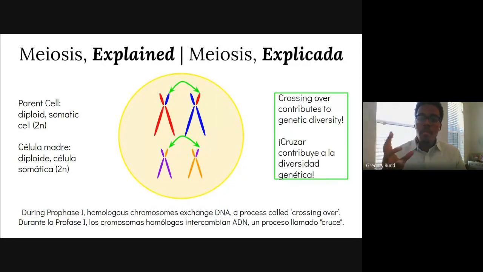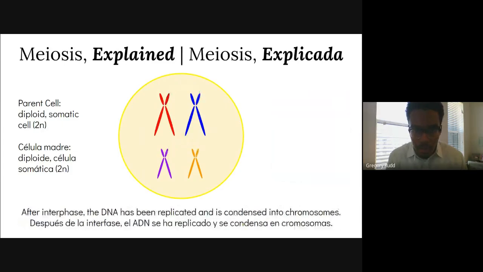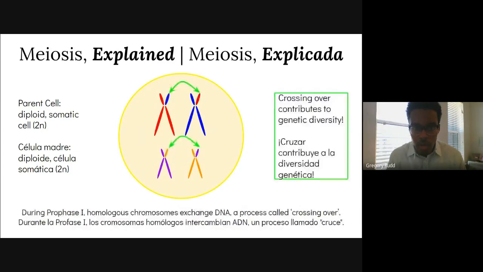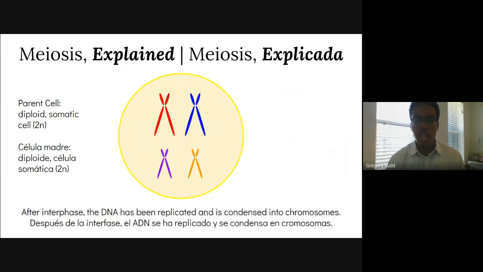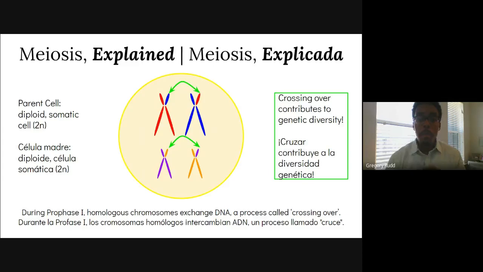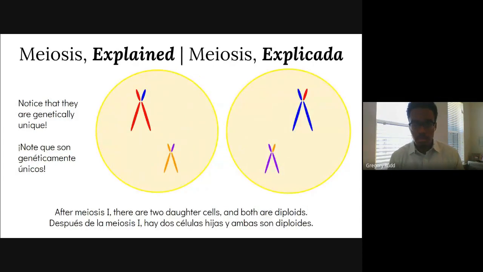And this is an important process because it contributes to diversity. And you're going to see exactly how that happens in the next couple slides. But you can literally see how it's just crossing over, crossing over. This happens during prophase 1. Not super important that you know that, but I just wanted to represent and display what crossing over looks like. It's just an exchange of DNA between homologous chromosomes, chromosomes that are the same size and contain the same genes.